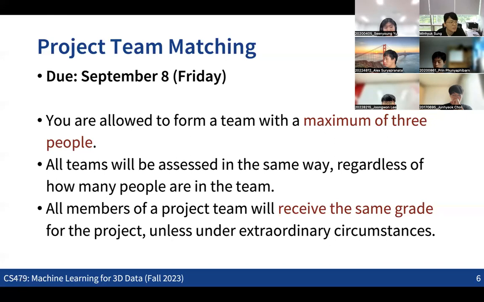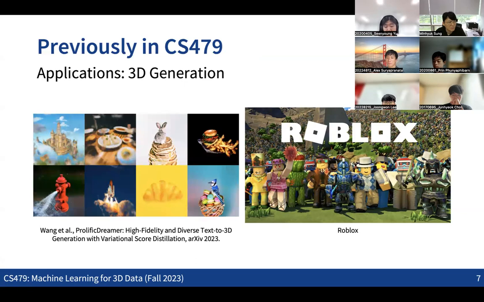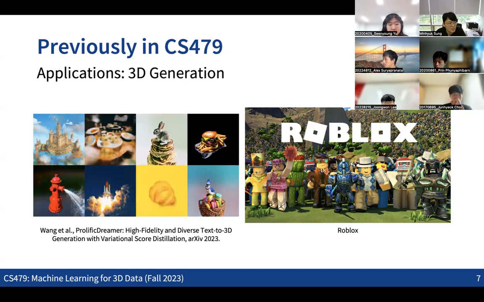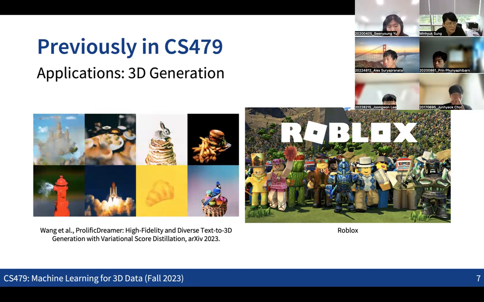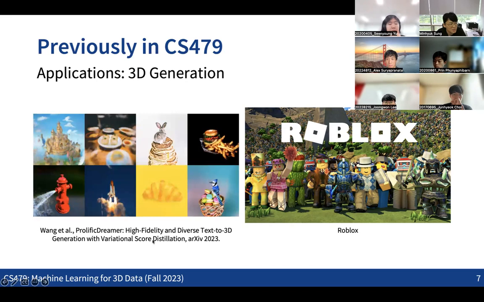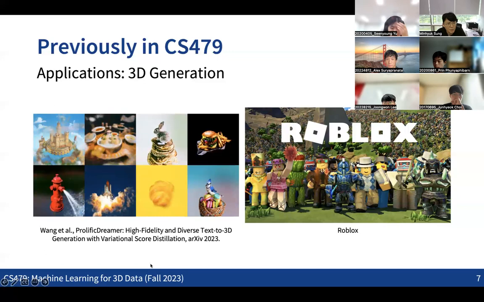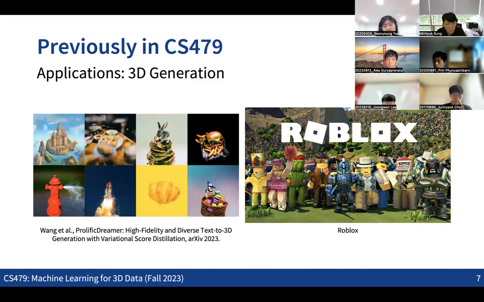So what we discussed last time is that we briefly saw some applications of 3D data. There are some applications of 3D generation. We have seen some cases of text generation and image generation, and also that there are already techniques that can automatically generate 3D contents. The video you can see here was the state of the art in terms of making 3D contents. This kind of output can be used in many graphics, AR, VR applications like Roblox or metaverse-related things, right?